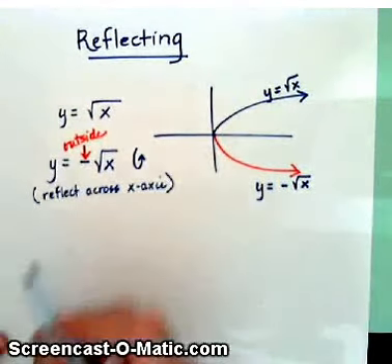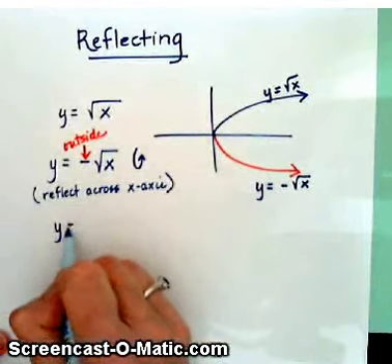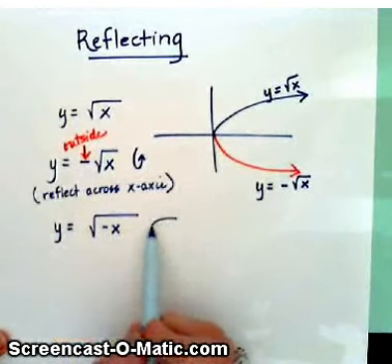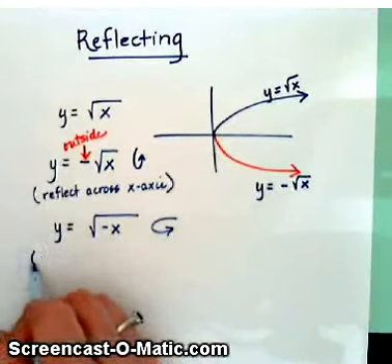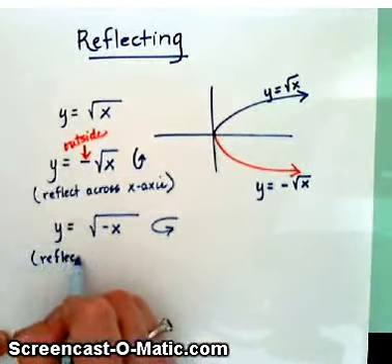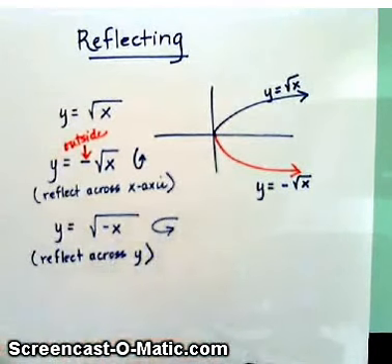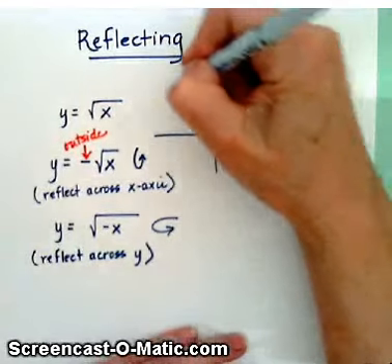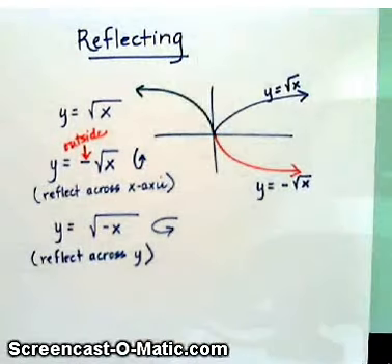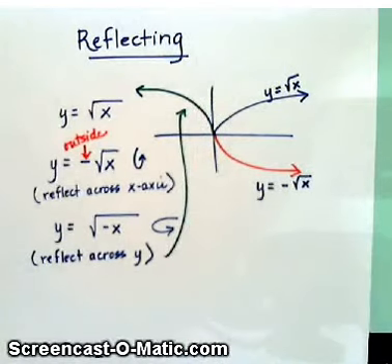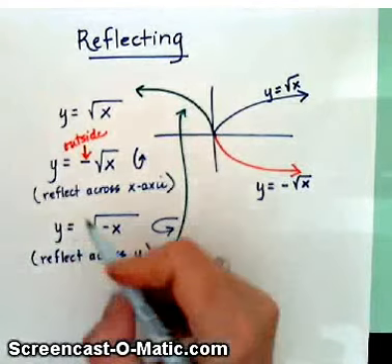Now, if you put the negative on the inside, which would be this, you're going to flip it across the y-axis. This is reflect across the y. And so that, let me get my green pen, is going to look like this. Well, it was supposed to look a little better than that, but you know the basic idea. So that is that one. Reflects across the y on the inside.